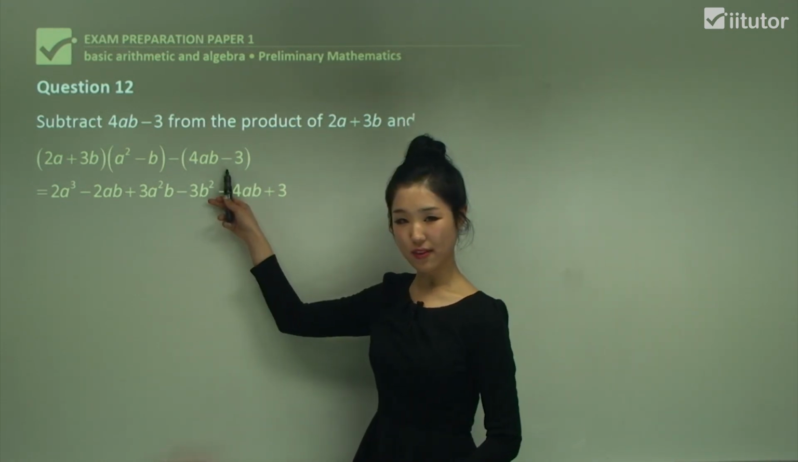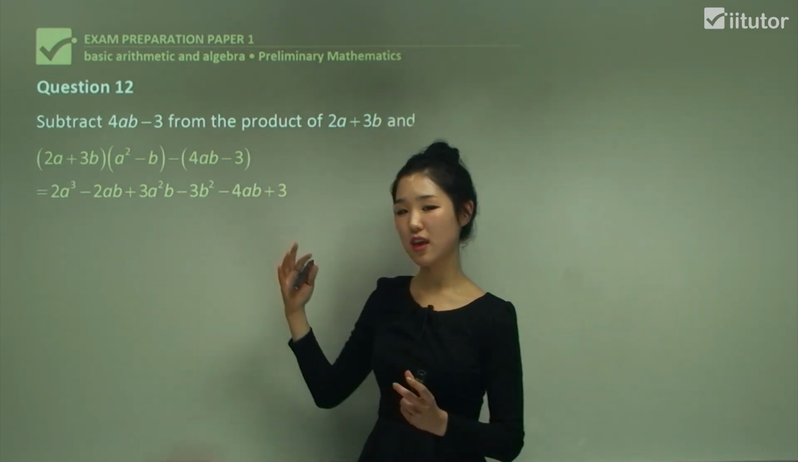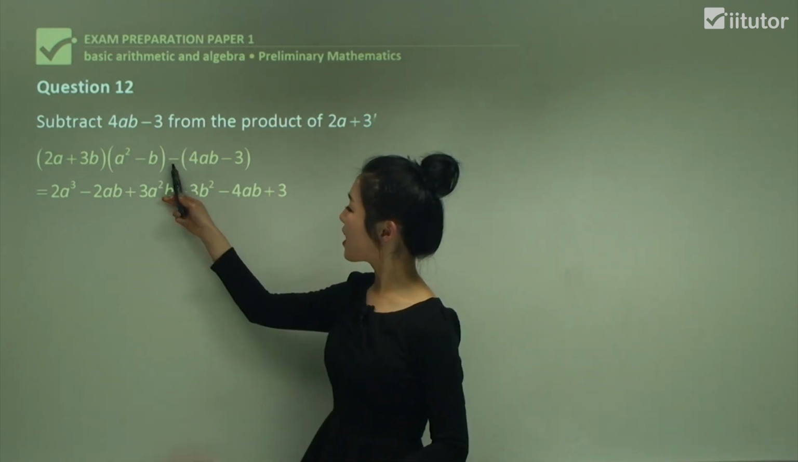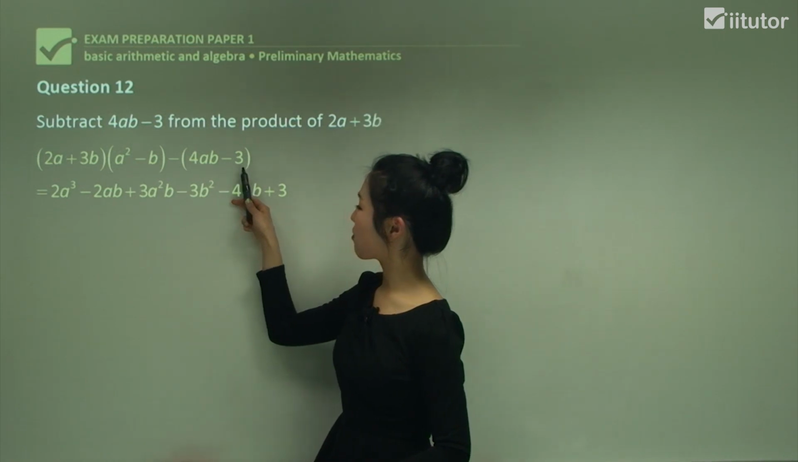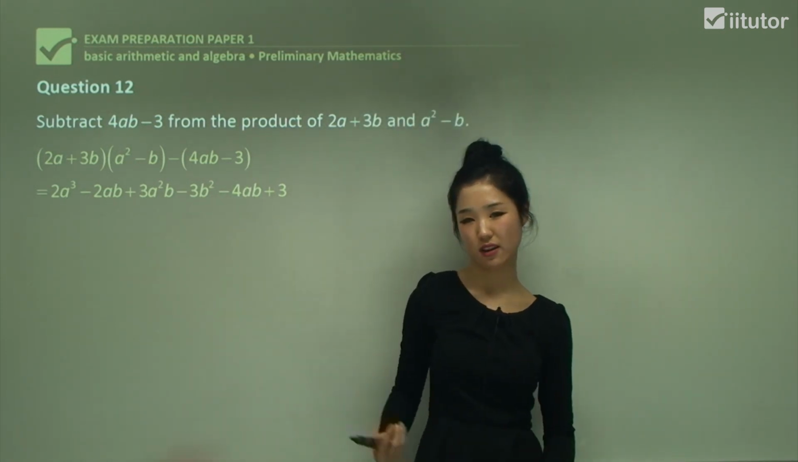Now let's expand this out. The reason why I'm telling you to keep the brackets is because negative 4ab is just negative 4ab, but negative of negative 3 is positive 3, and people tend to forget that.